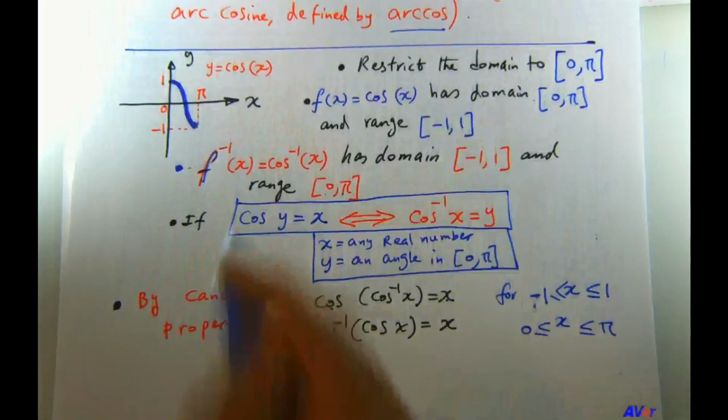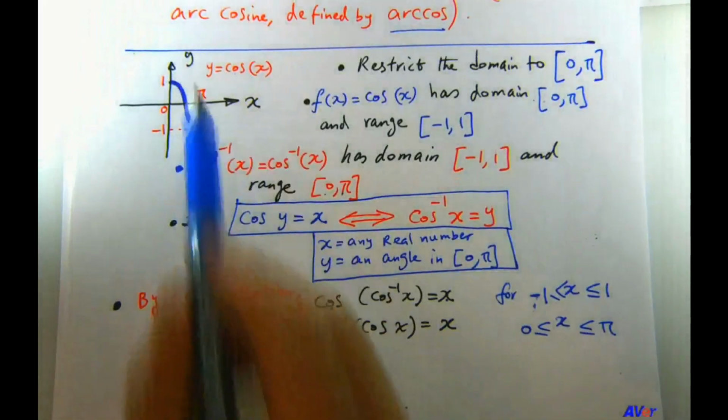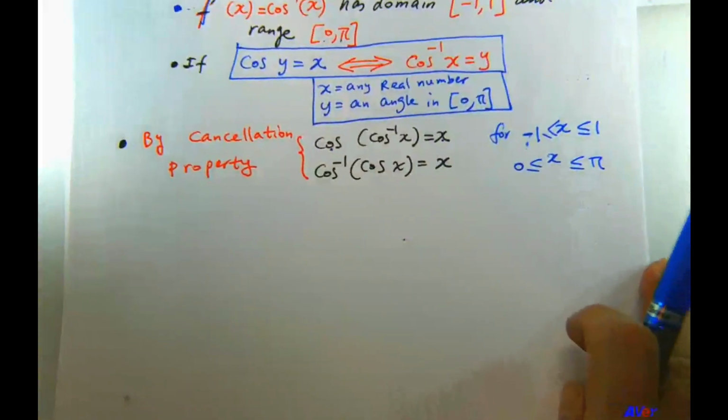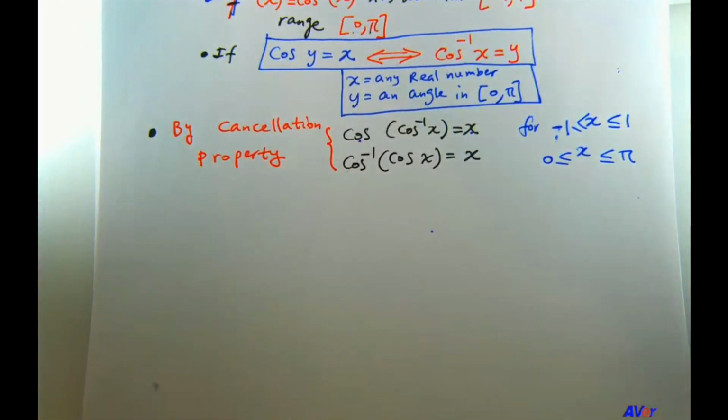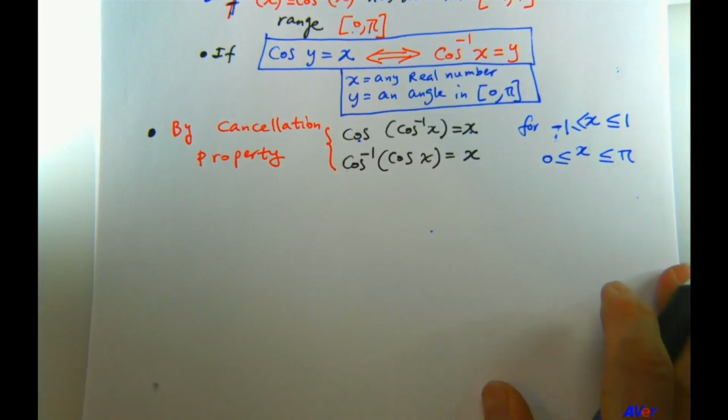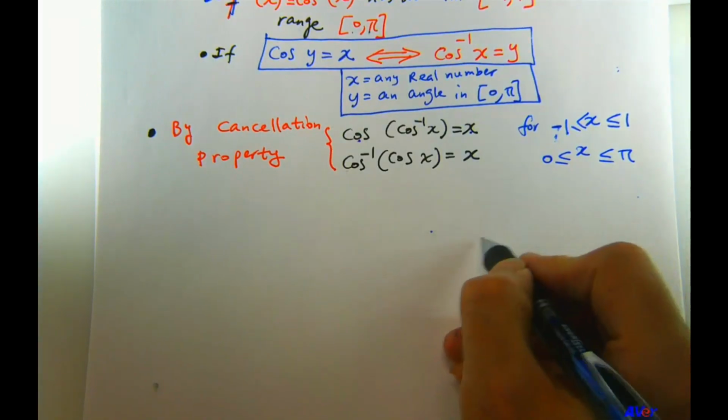So we drew the graph of the cosine function. Let's draw the graph of the inverse cosine function. I'm going to draw it here.